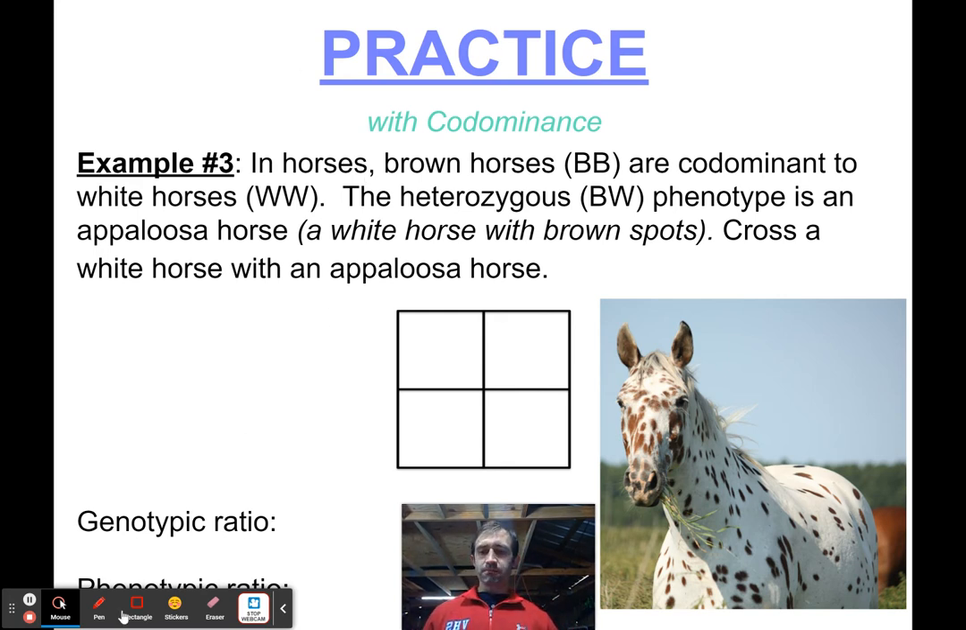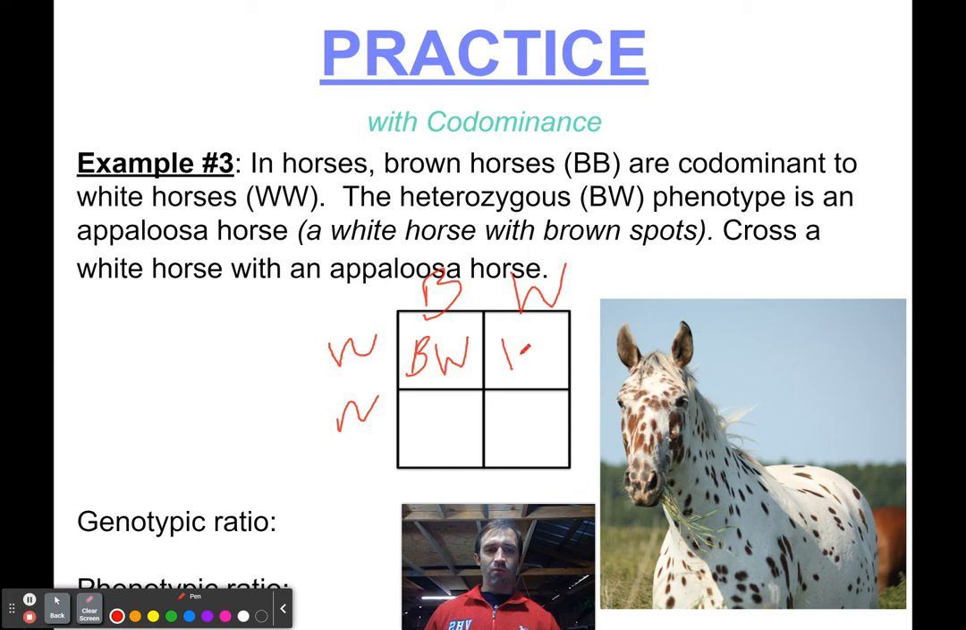All right, white horse, W W, with an Appaloosa horse, which is going to be B W. So what do we have here, guys? We have B W, Appaloosa. We have a white. We have Appaloosa. And we have a white.